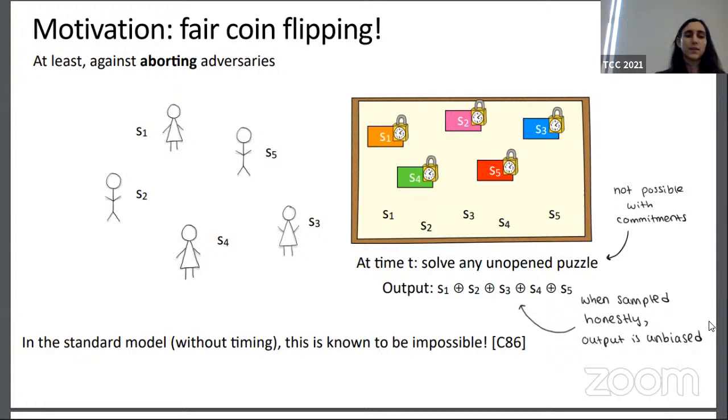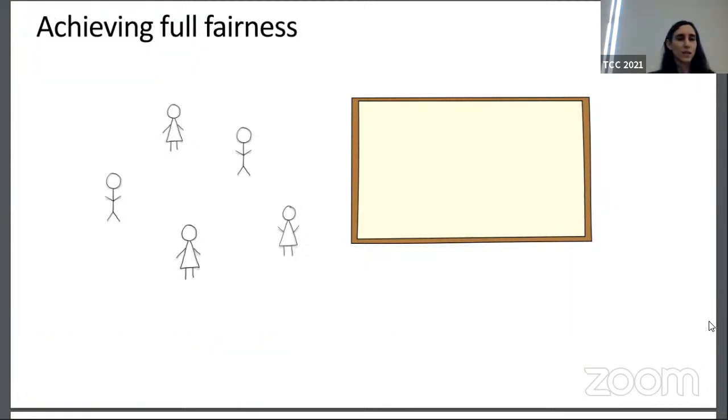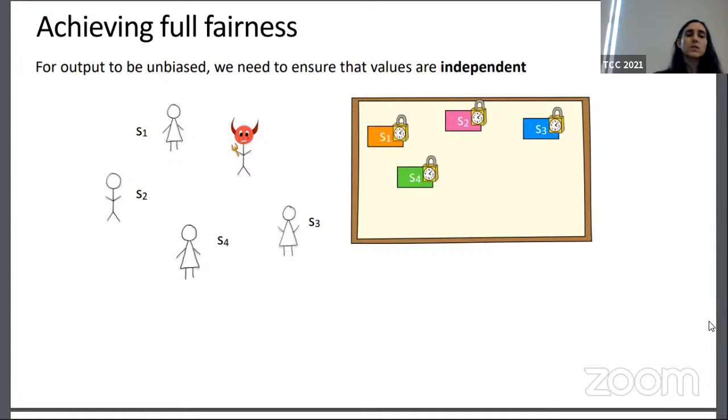And in this work, we extend this to fairness against fully malicious adversaries that behave arbitrarily in the protocol. Let me just give you the high level idea of this. For the output to be unbiased, what we really need is the values on the board to be independent. So we need to see how an adversary can sample a value dishonestly to try and make these dependent. Let's suppose we have one party here, that's the adversary. And let's say the adversary waits until everyone else has posted their puzzle. So this is the point where we're at in the protocol. And let's see what we can do.